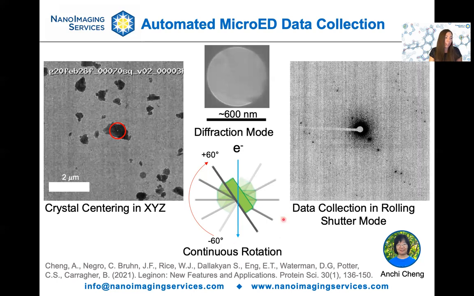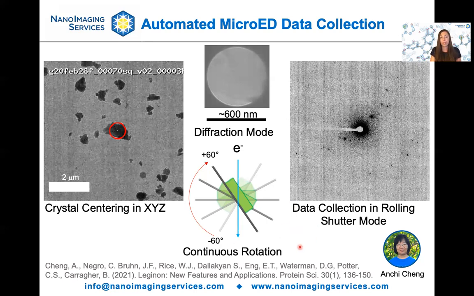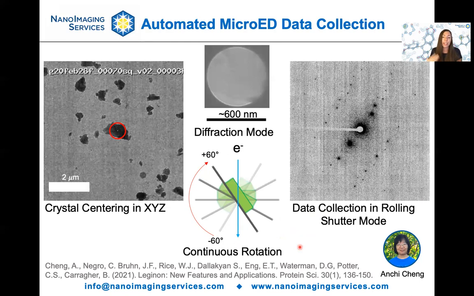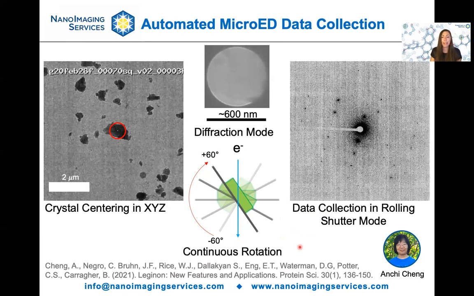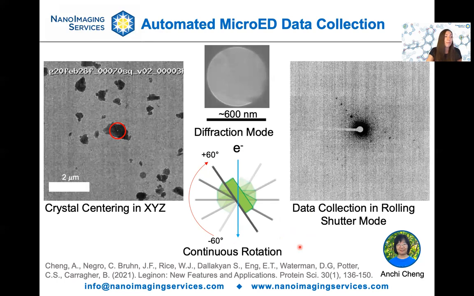And this is, again, continuous rotation coupled with continuous collection of the data with the camera in rolling shutter mode, so we minimize data loss in between frames.